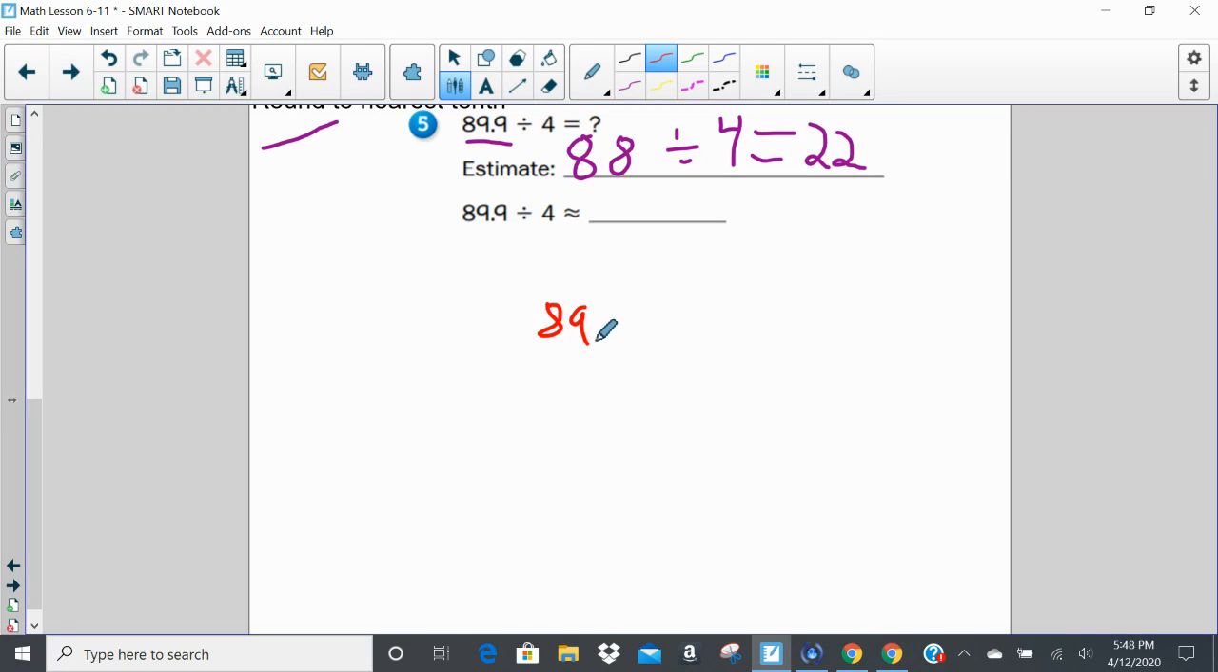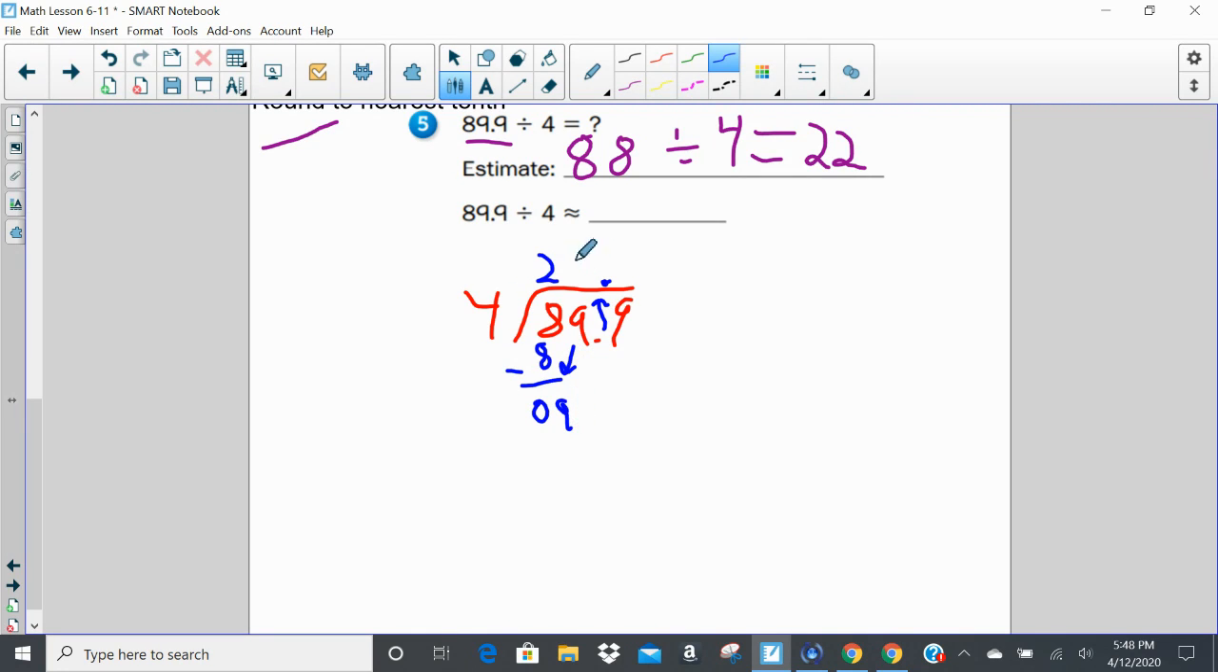Why it is an estimation type problem. All right, so here we go, our dividend, and then our divisor. Most important step, Grace. That's right, move up that decimal. How many 4s go into 8? 2. 2 times 4 is 8. Subtract, you get 0. Bring down your 9.